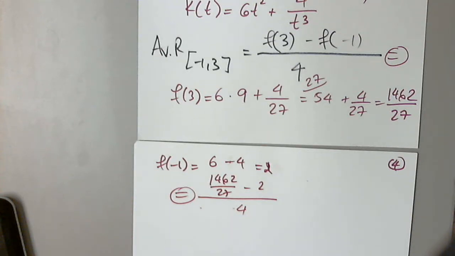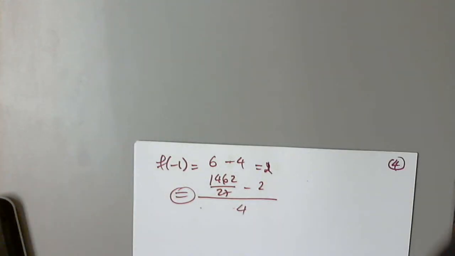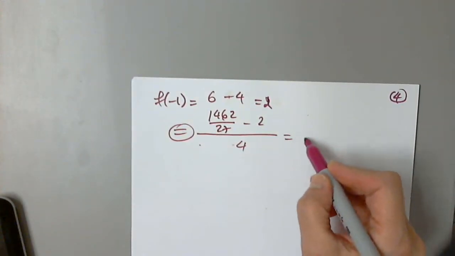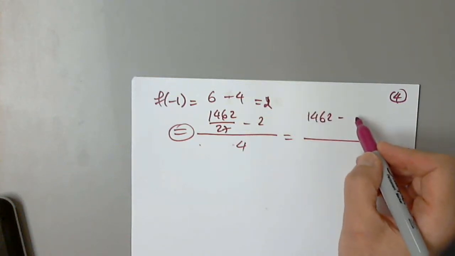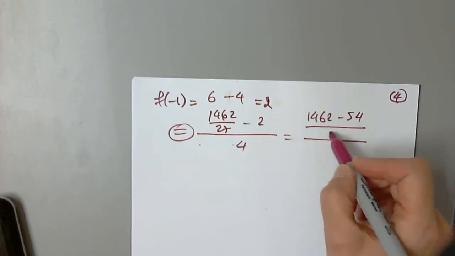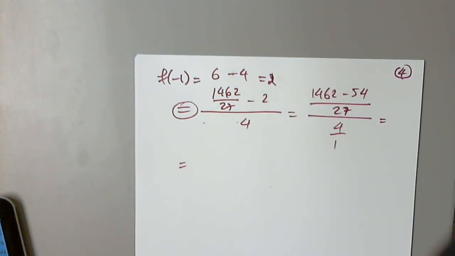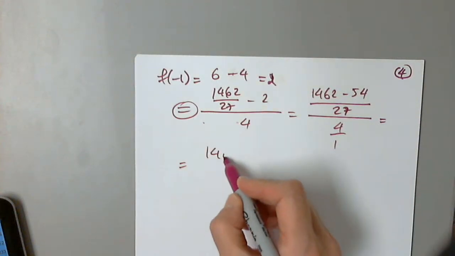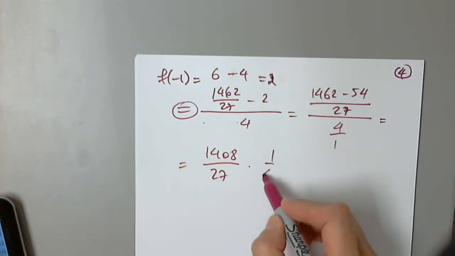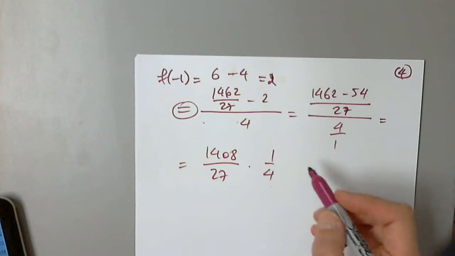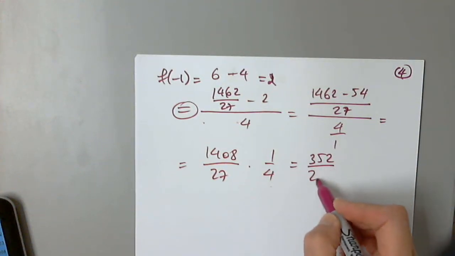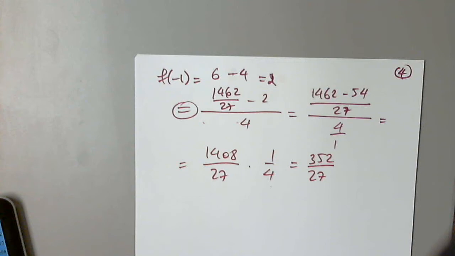Any questions? Are you with me? Any questions? Okay. So then this is 1462 minus 54 divided by 27 over 4 over 1. And what do we get at the top? I got 1408 over 27 times 1 over 4. Let's see if I can divide this. Yes. So this will be 352 over 27. And I cannot do anything else to it.